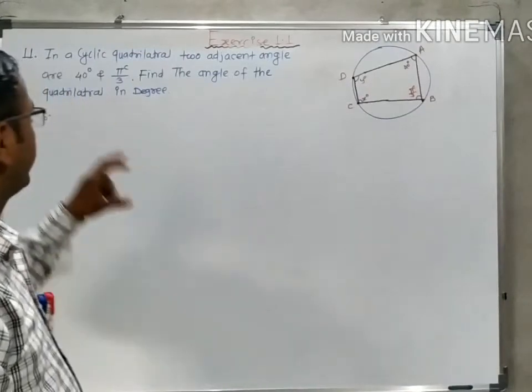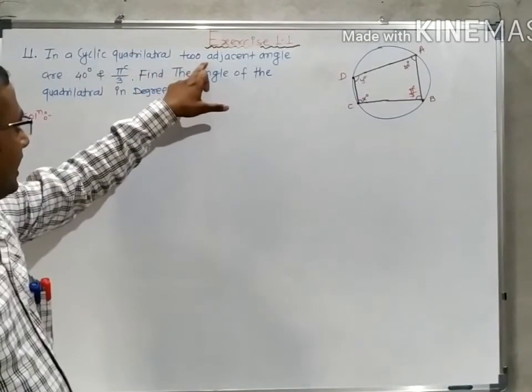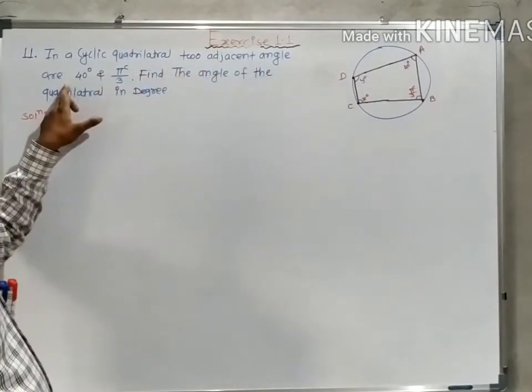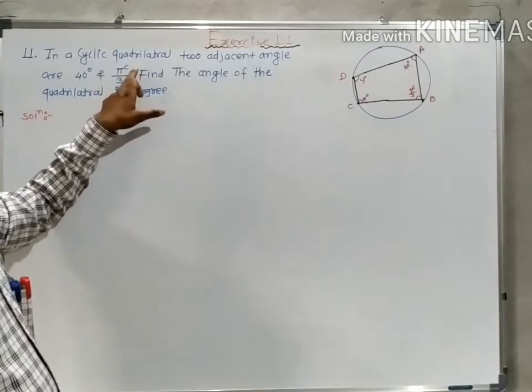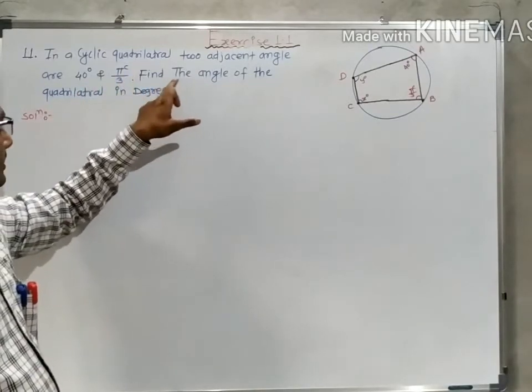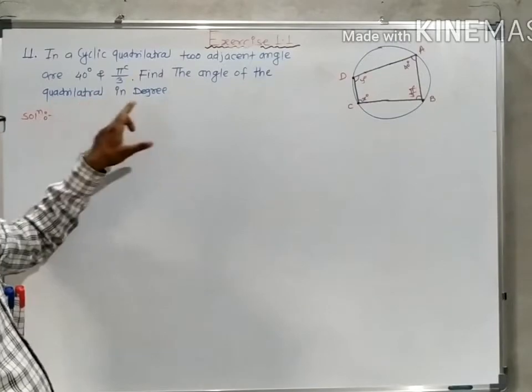Problem number 11 is given to us: in a cyclic quadrilateral, two adjacent angles are 40 degree and pi by 3 radian. Find the angles of the quadrilateral in degree.